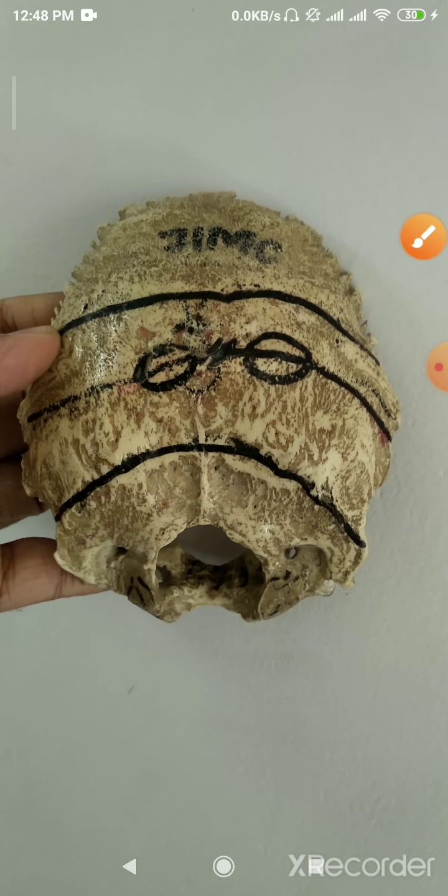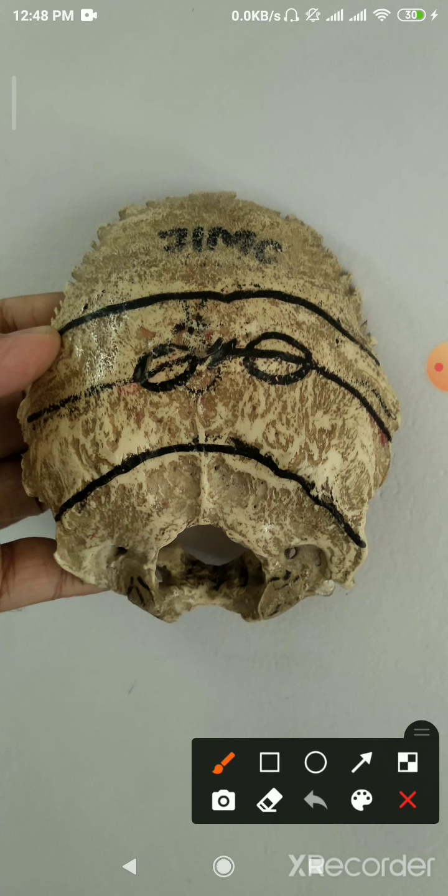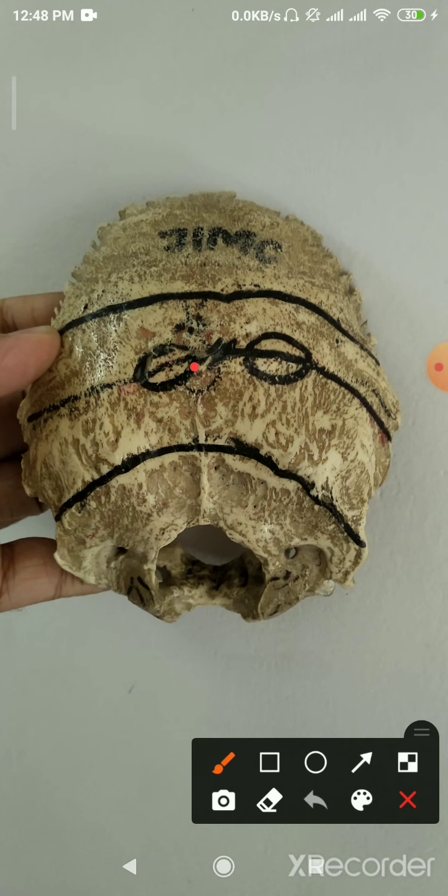At first we will talk about the external surface. In the external surface there is a round elevated portion of bone known as the external occipital protuberance, which is marked here. This is the external occipital protuberance, a median elevation. The most prominent portion of the external occipital protuberance is known as the inion.